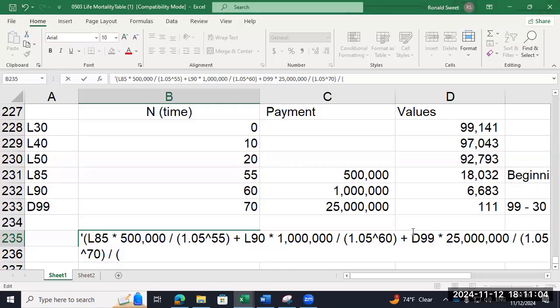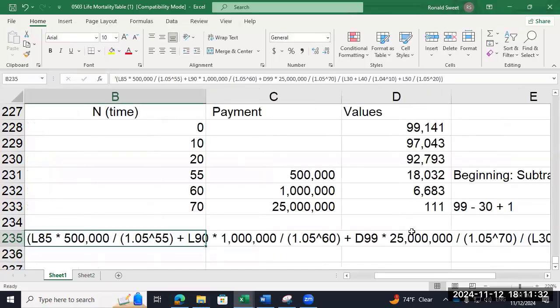You're going to divide that by L30 plus L40 divided by 1.04 to the 10 plus L50 divided by 1.05 to the 20. Right. And you'll see all of that.